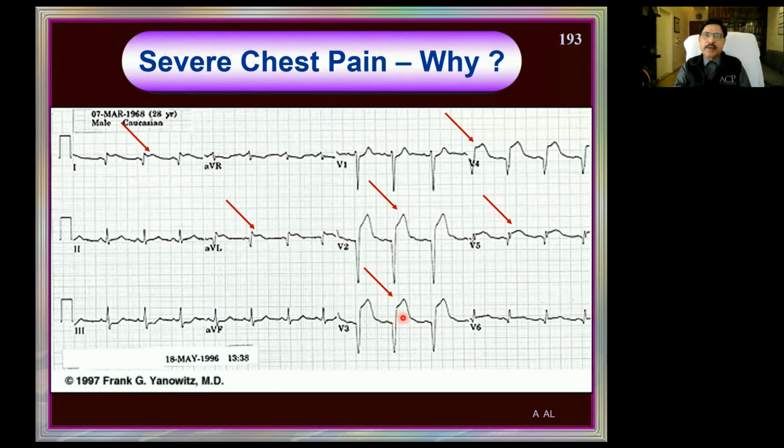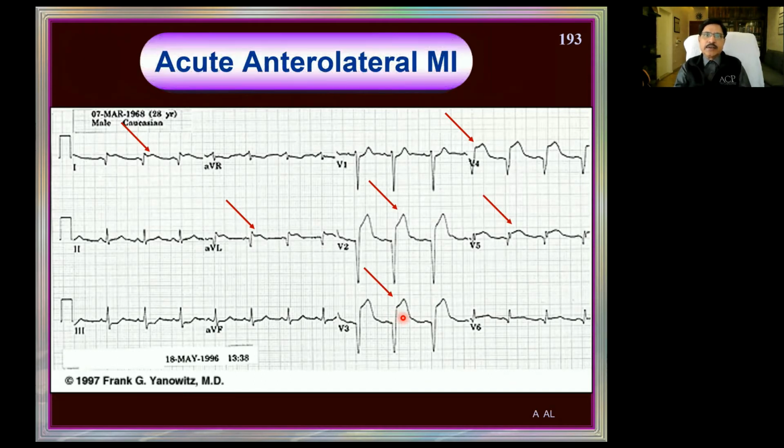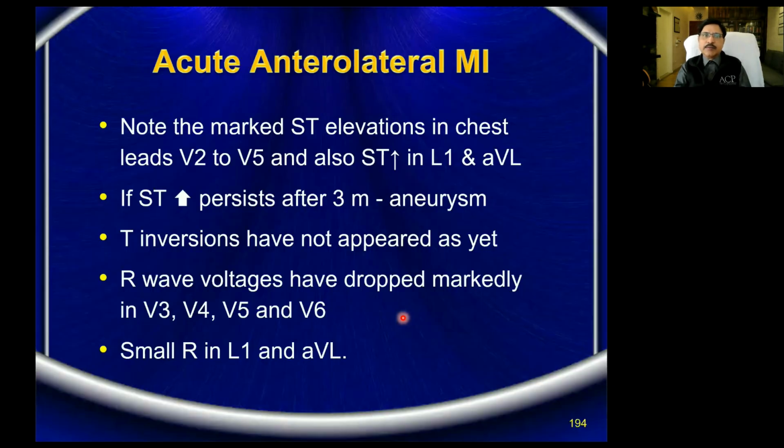Severe chest pain: why is the infarct extending? That is the reason. Acute anterolateral myocardial infarction. Note the marked ST elevations in V2 to V5, ST elevation in L1 and AVL also. ST elevation may persist after 3 months also. If the ST elevation persists after 3 months, you are still seeing the STs are elevated, the diagnosis is aneurysm of the infarcted area.